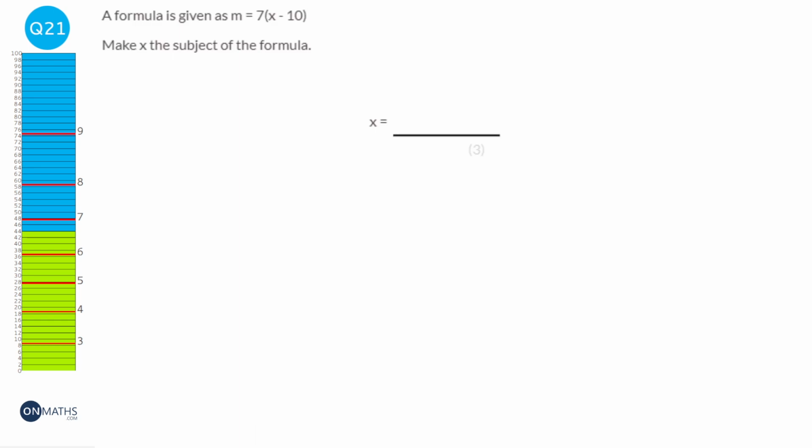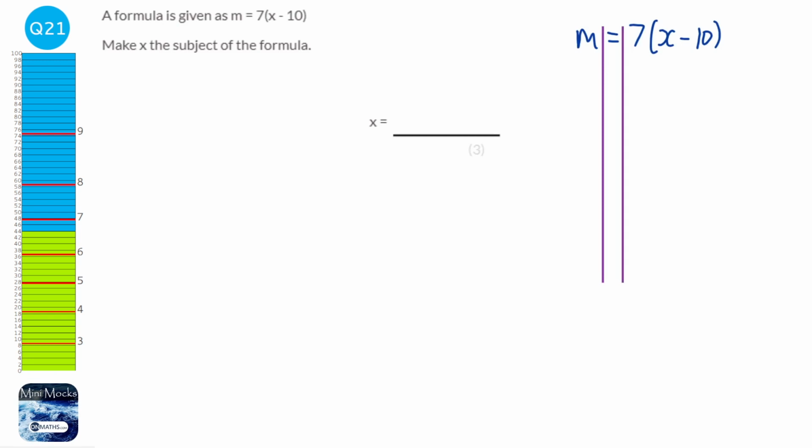So we're going to start just by writing this out. So m equals 7 brackets x minus 10. And we're going to put our solving lines in. I'm going to start by expanding the brackets. We could divide both sides by 7, but I think this is a bit easier. And we're going to add 70 to both sides.